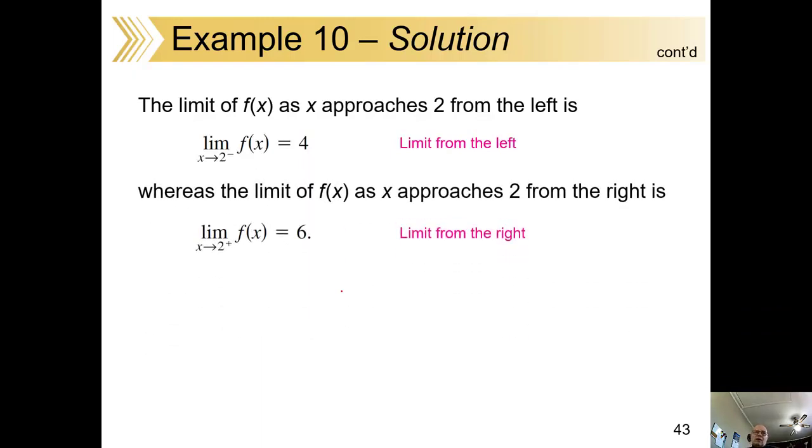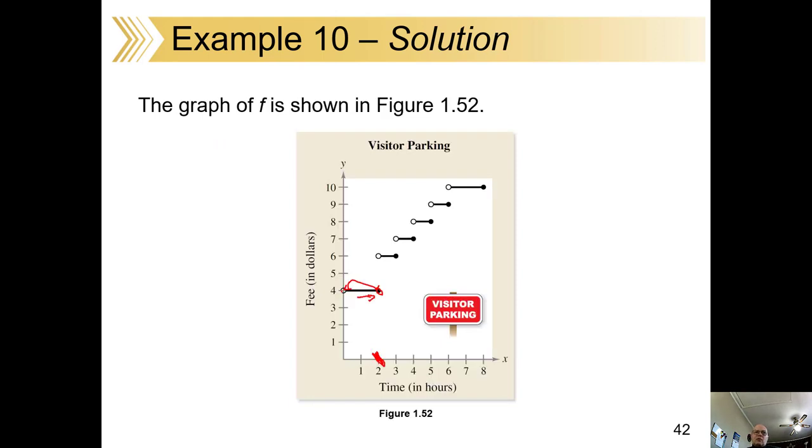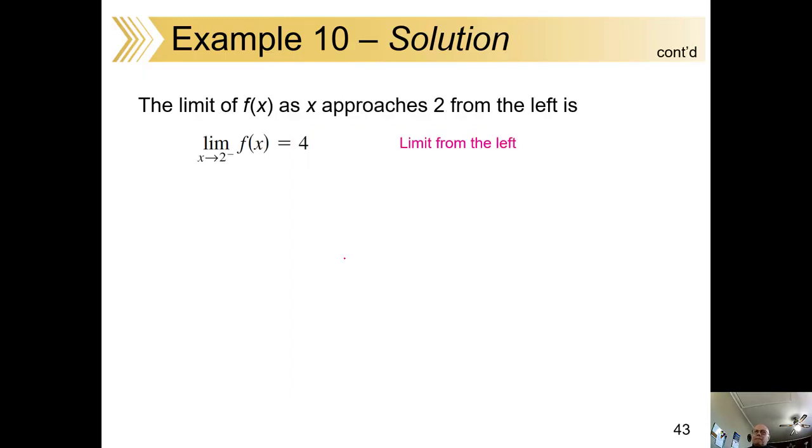From the right, what happens? Well, from the right, we are coming in from the 3 toward the 2, so we're sneaking up on this part of the graph. What's it getting close to? It's getting close to this, which is the 6. The limit exists on the left, the limit exists on the right, but they're not the same. So you've got a left side limit, you've got a right side limit, two one side limits, but they don't match. 4 and 6 are not the same.